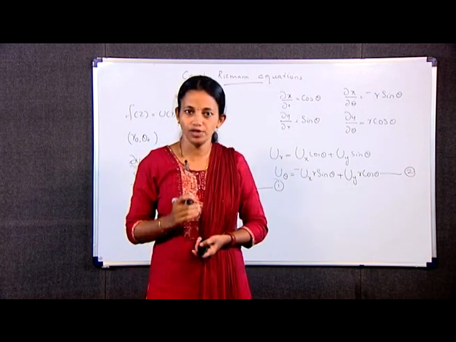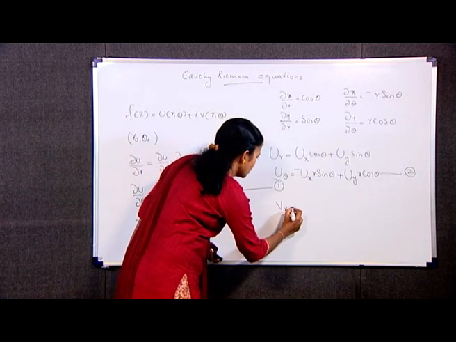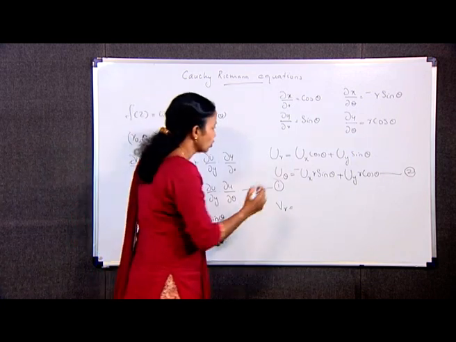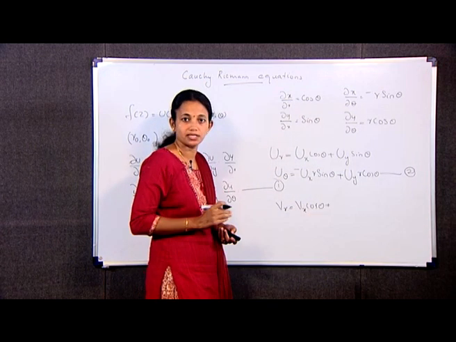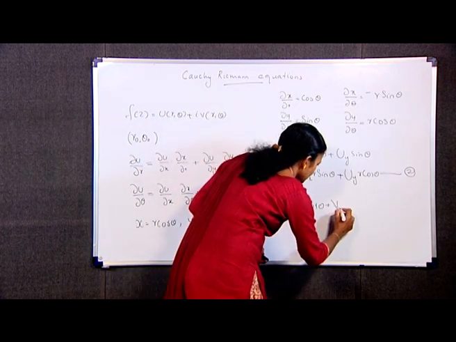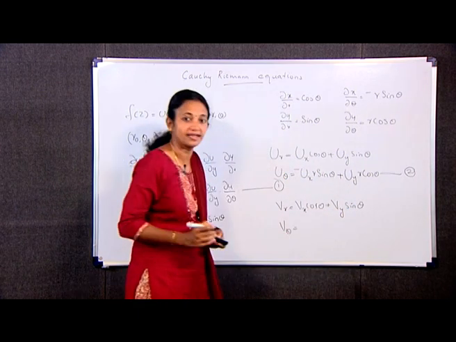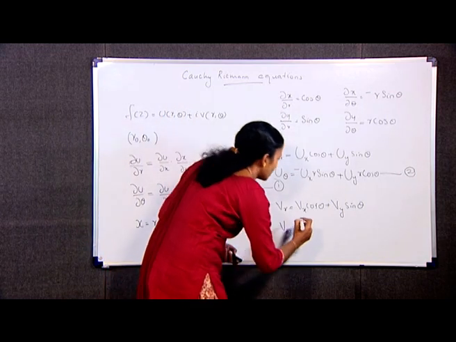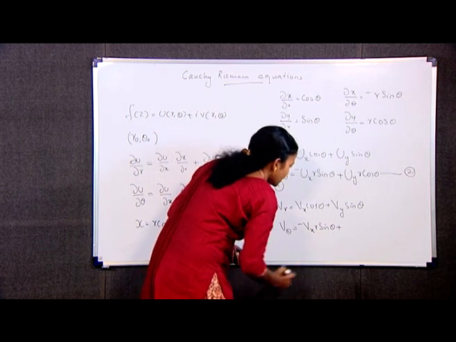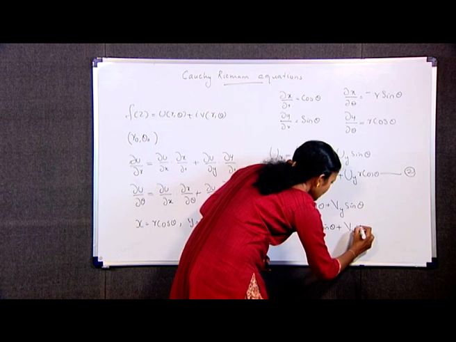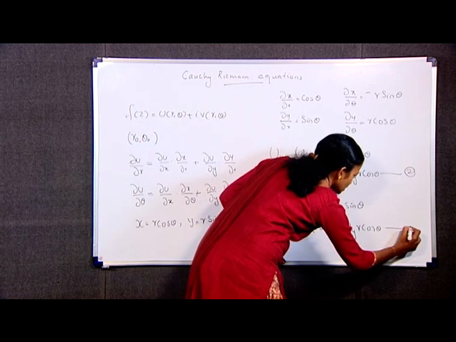Proceeding similarly, we obtain V_r is equal to V_x cos θ plus V_y sin θ, and again we have V_θ is equal to minus V_x r sin θ plus V_y r cos θ. Mark it as equation number 3.